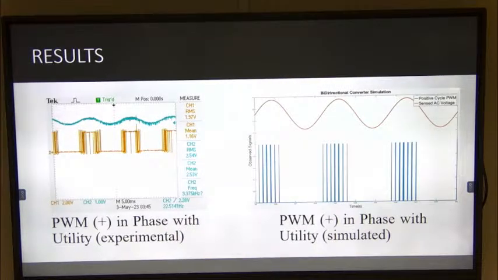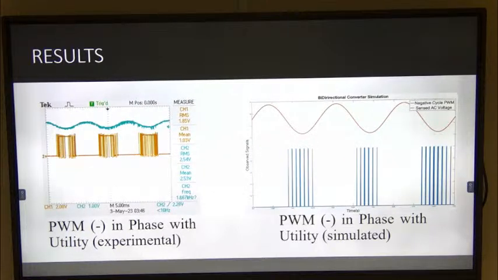So going back to the results, one of our highest priorities was being able to have a PWM positive and negative that was in phase. This was very important because, like I said previously, if this wasn't happening, then our system was going to be completely unstable. On the right, you can see the simulation of what we had already shown, and that's what we were expecting. And on the left, you can see an actual picture of our oscilloscope when we were experimenting with the system.